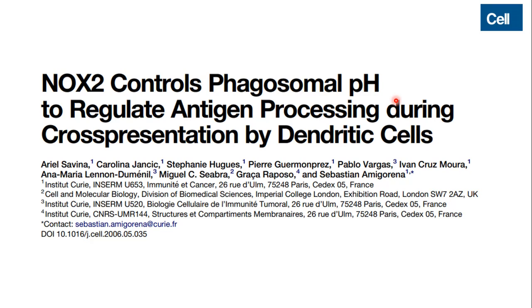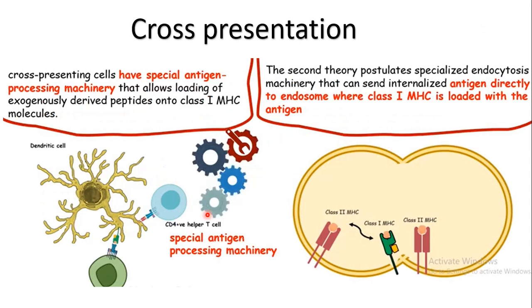Hello, my name is Manuela, and I'm going to present you the following article on how the phagosome environment determines antigen degradation and presentation. This article is called NOX2 controls phagosome pH to regulate antigen processing during cross-presentation by dendritic cells. It was published in Cell in the year 2006. To initiate most cytotoxic immune responses, dendritic cells must present proteolytic peptides derived from pathogens or infected cells to naive CD8 T lymphocytes. Phagocytosed antigens are presented to CD8 through a process called cross-presentation.